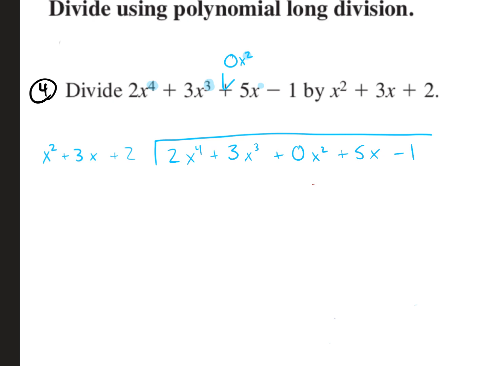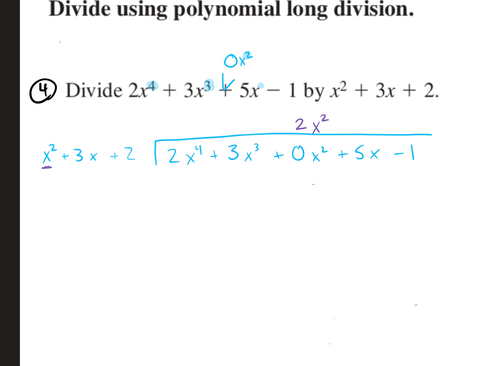What's the first step? Divide. So I'm dividing by my first term out front, which is x squared. So what's 2x to the 4th power divided by x squared? 2x to the 2nd power. So I'm going to write that on top of my x squared. Keep your like terms in line.